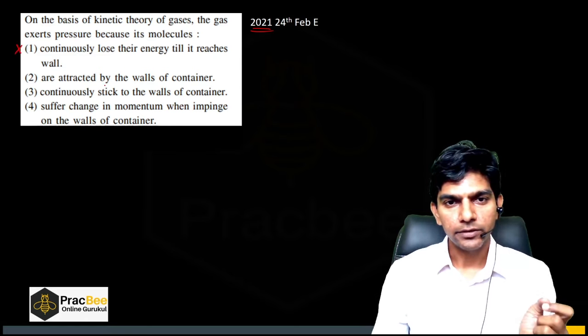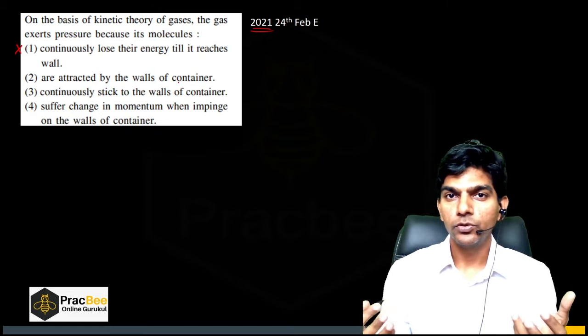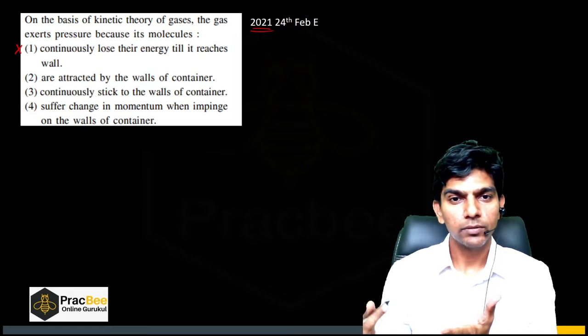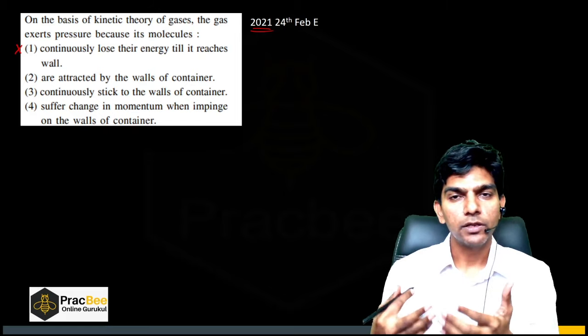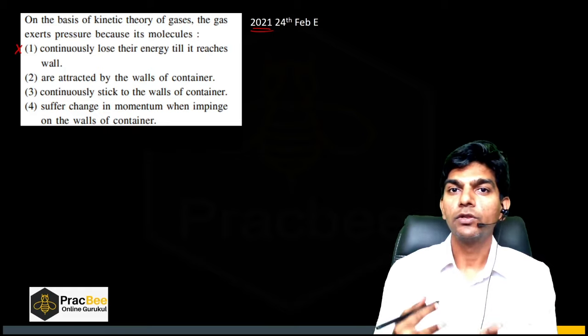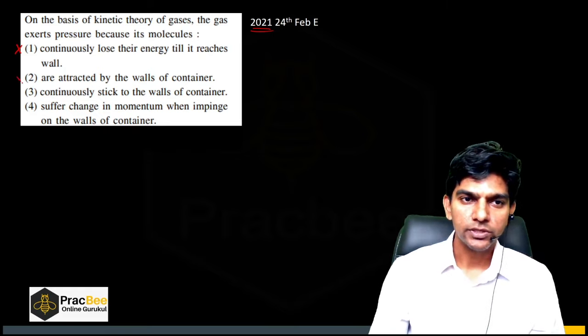Second option: attracted by the walls of the container. I told you there will be no potential energy associated. If it is attracted by the walls of the container, there will be an interaction between the molecule and the wall, and the collision will not be elastic. So option 2 is again incorrect.